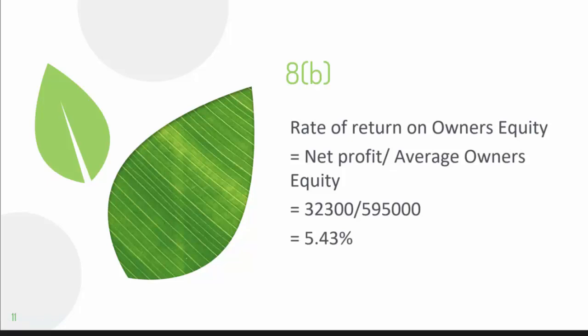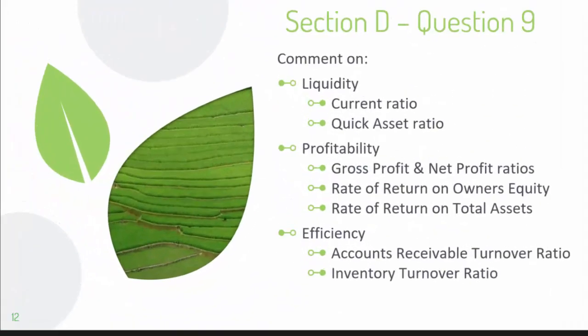So based on what I was saying before, it's less than 15%. It's not that crash hot really, and why take the risk in going in the business when I can probably get 5.43% if I invest in high yielding shares? So you could make that comment if you're asked to. In section D, we'll also look at question 9, and you have to be prepared to make comments on all of these type of ratios.